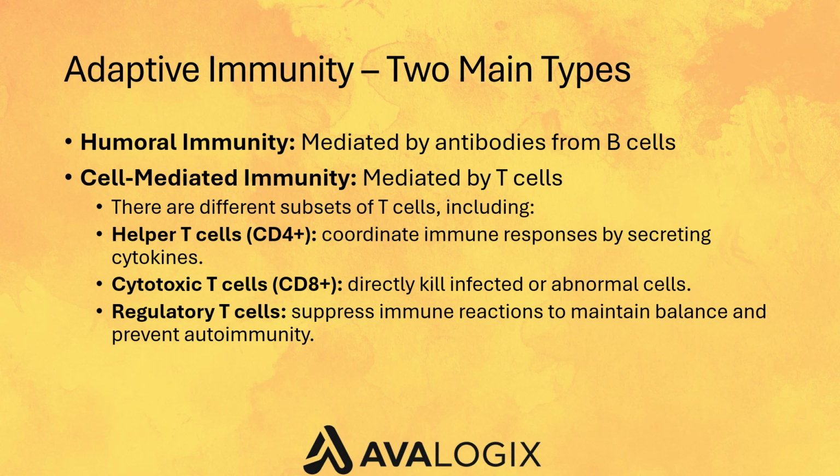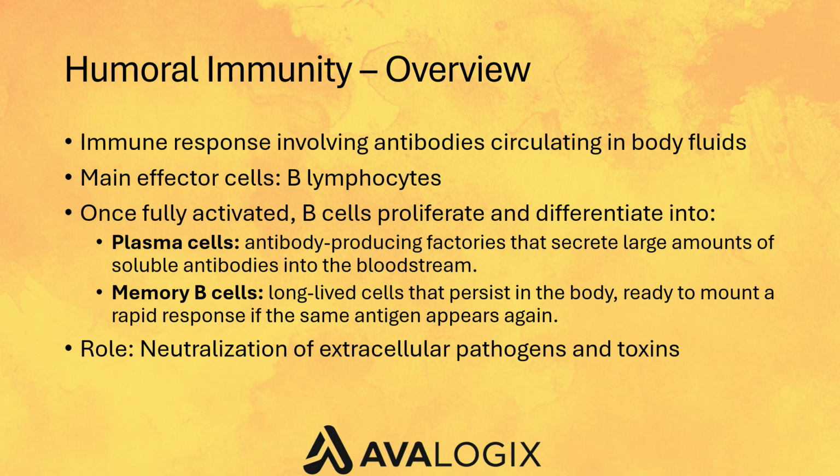Both arms are essential, and their coordination is vital for effective immunity. Let's focus now on humoral immunity, the defense mechanism against pathogens present in extracellular spaces like blood, lymph, and tissue fluids. The central players are B lymphocytes. Each B cell expresses a unique B cell receptor, BCR, on its surface, which is essentially a membrane-bound antibody specific to a particular antigen. When a B cell encounters its matching antigen, it internalizes it and presents fragments on its surface via MHC class II molecules.